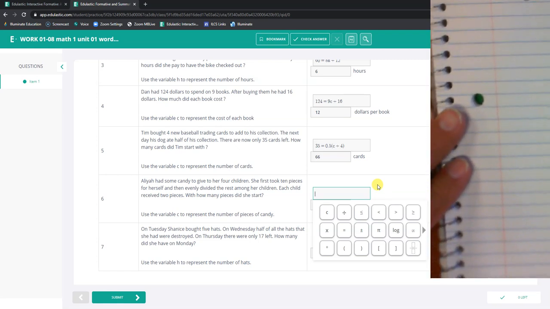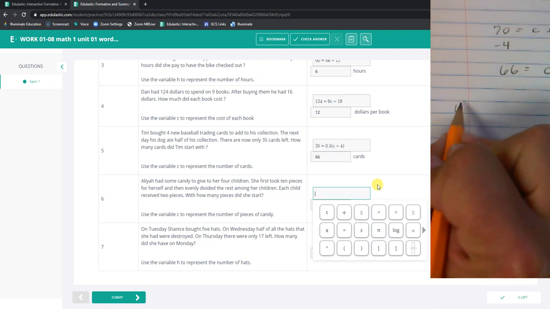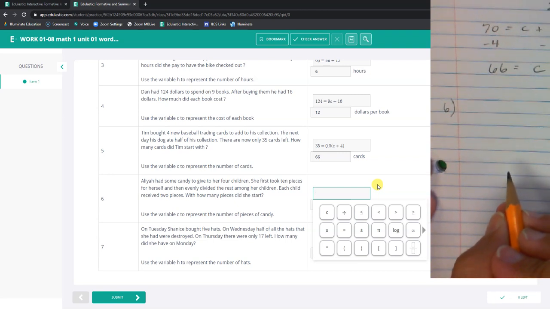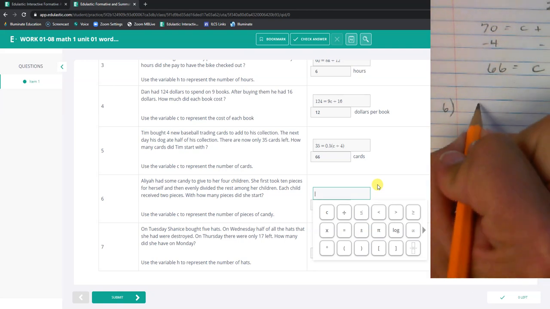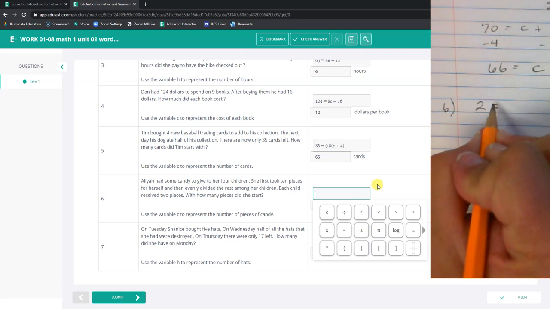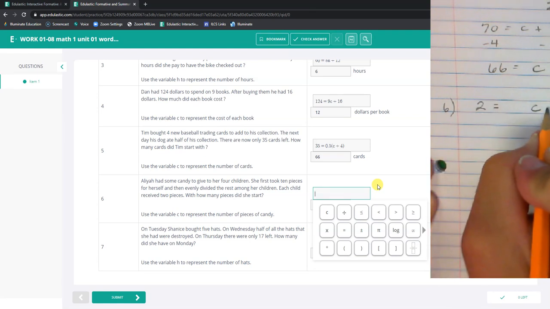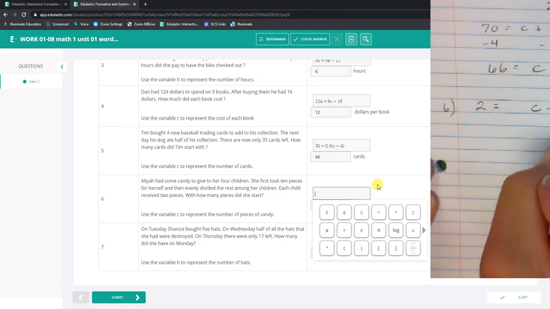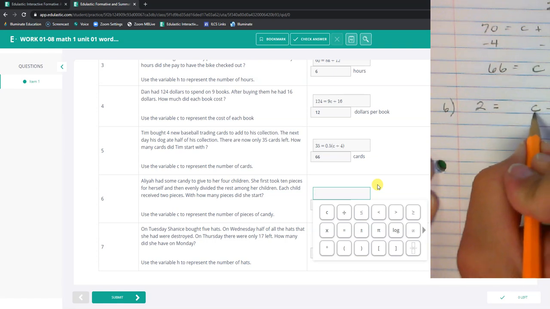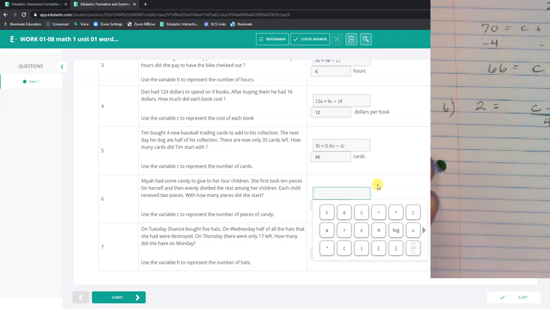This is number 6. So she had some candy, she takes it. How many pieces does she start with? Everyone gets 2 pieces of candy. Okay, so they get 2 pieces. She started with, I don't know how many pieces. Right away, she takes a bunch of it. She takes 10 pieces. Goodbye, 10 pieces. And then she divides it up among her 4 kids. There we go. And everyone gets 2 pieces.